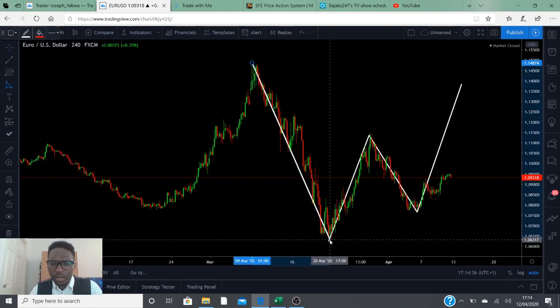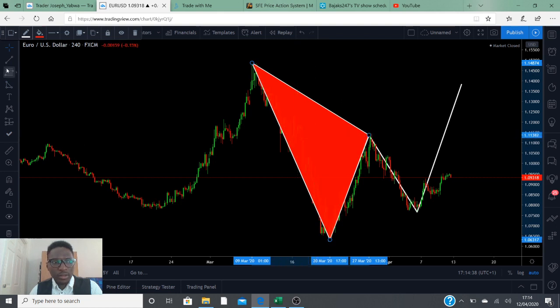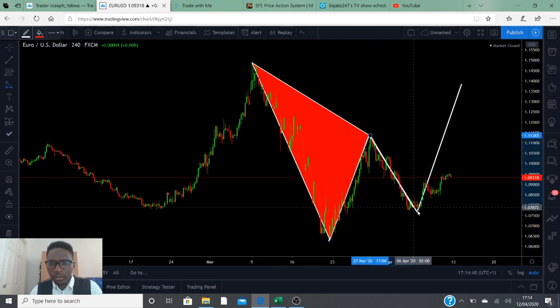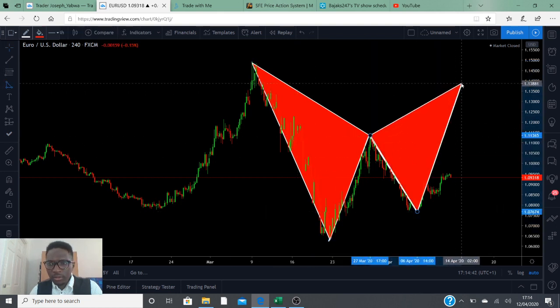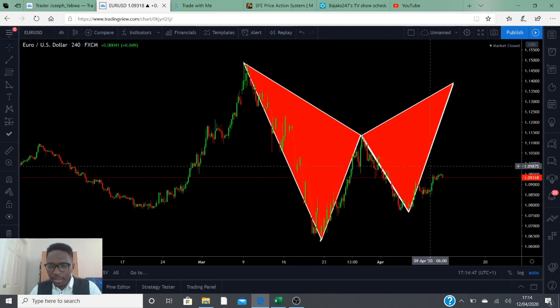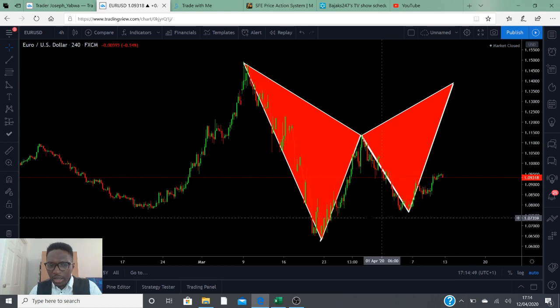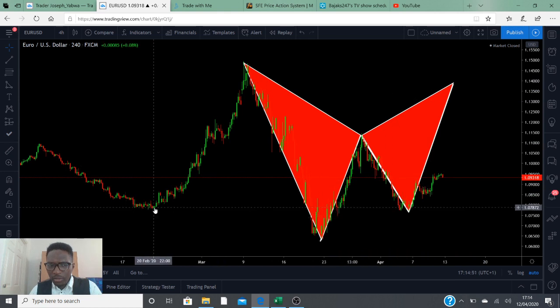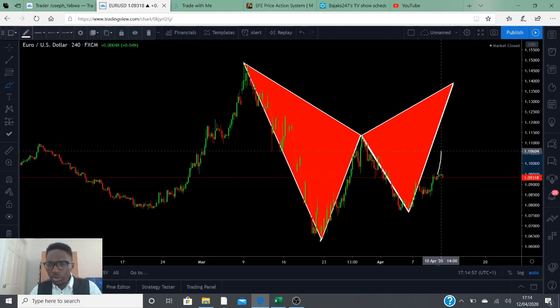Just to bring it in and complete the pattern. So now you have a second reason for entry. If you were to trade the C to D leg of this pattern in combination with the reverse head and shoulders, you would expect the market to rally up to that point.